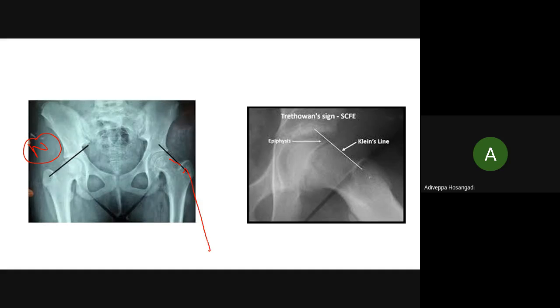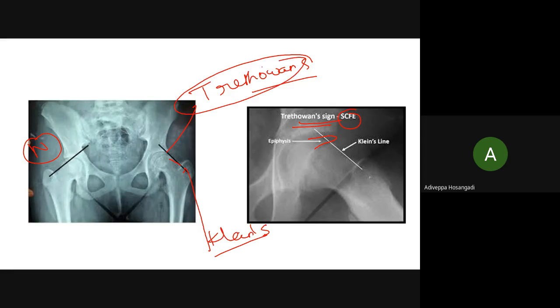This line is Klein's line, if you can remember, well and good. But this line doesn't cut the femoral head, meaning no part of the head is above this line. This is called Trethowan's sign. Look at the line here crossing. The physis falls below the line. Normally, at least a part of the physis has to be cutting the line. If it is not, then it means there is a slipped capital femoral epiphysis. So please remember Trethowan's sign.